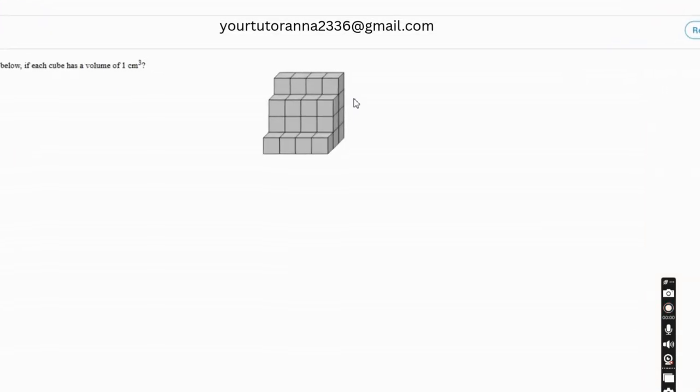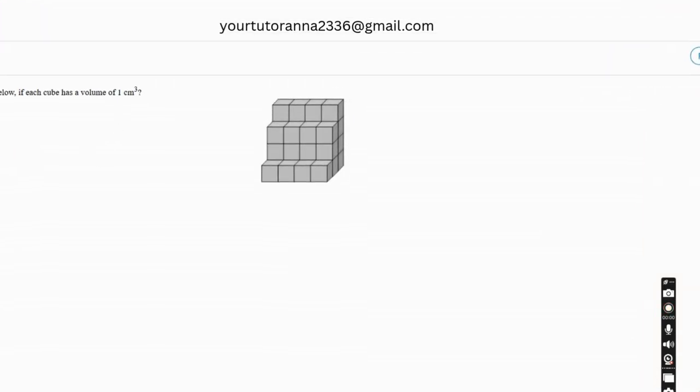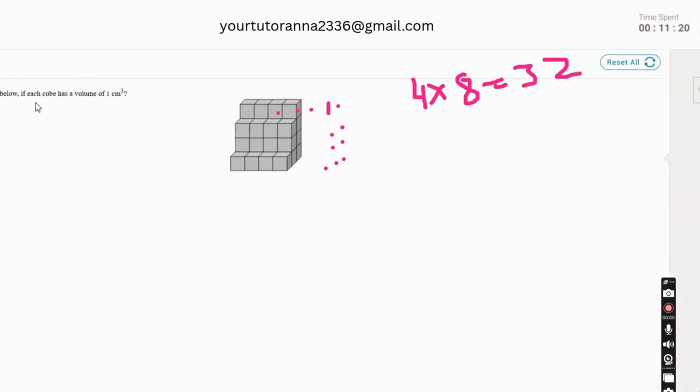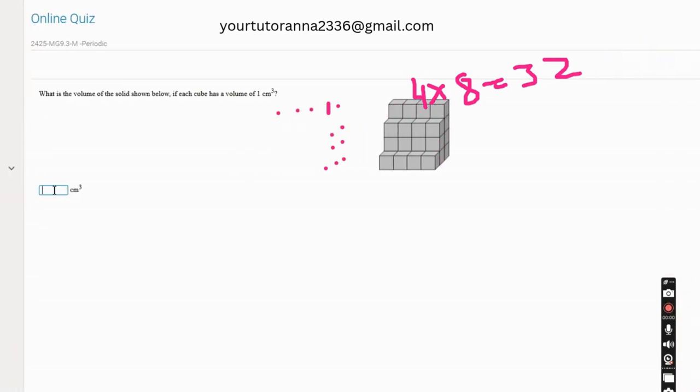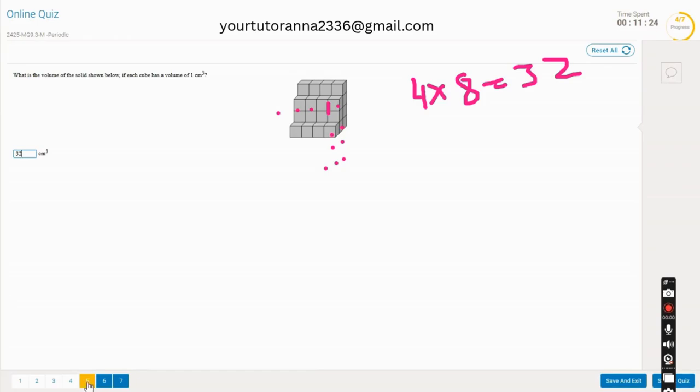Now here, what you can do is directly count them. They know that 1 cube is considered 1. So how many cubes are there? 1, 2, 3, 4. There are 4 cubes. How many rows are there? 1, 2, 3, 4, 5, 6, 7, 8. You can either count them and you'll get 32, or you can count the number of cubes and how many rows there are. So 4 times 8 is 32. That's your answer, 32. Let's zoom out. Let's go to the next one.